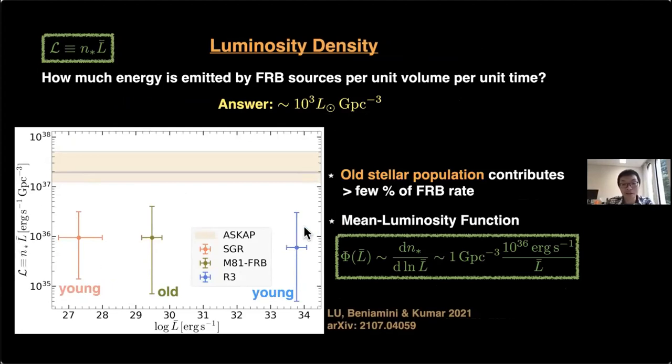This is R3. This is M81 FRB. And this is a Galactic FRB. You can see that, roughly speaking, all these classes of sources form a uniform distribution, despite their mean luminosity being very different. Another conclusion you can draw is that because this class of sources come from an old stellar population, that old stellar population contributes at least a few percent of the total FRB luminosity density.